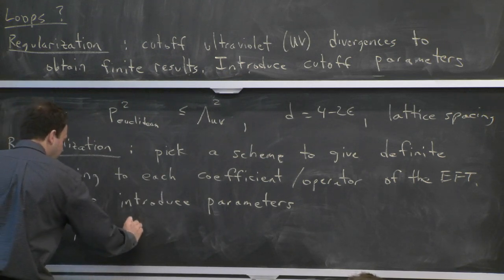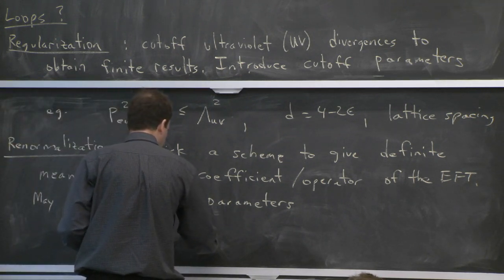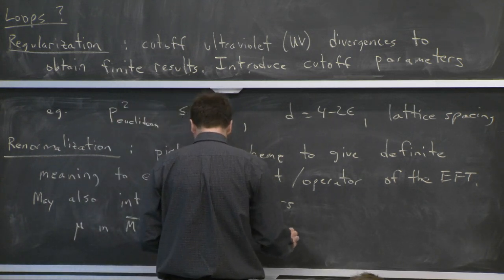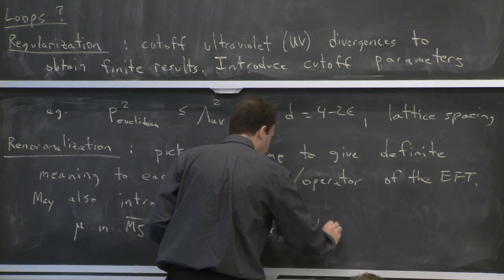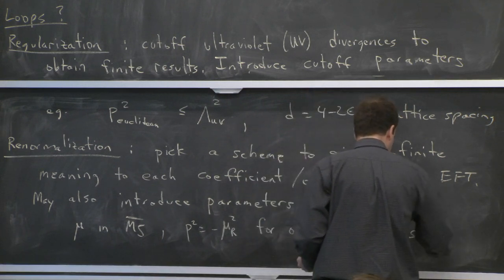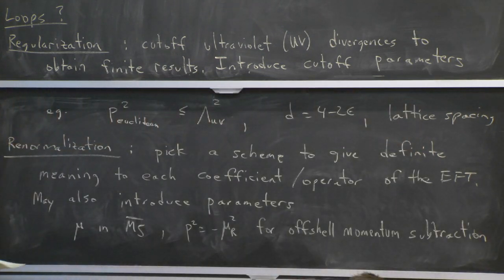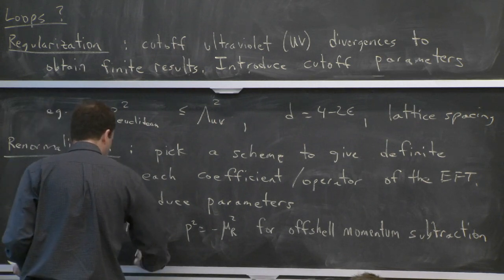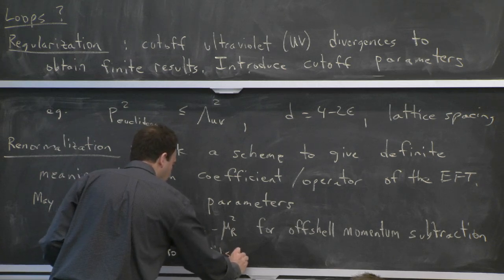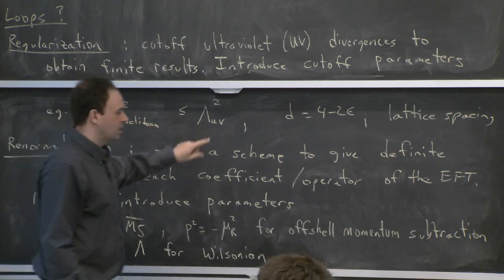So some examples that are familiar. There's this scale mu that shows up when you do MS bar. If you do something that's a little bit different, if you take Green's functions and you go to some off-shell point, that's another renormalization scheme called off-shell momentum subtraction. And that scheme also has a parameter that shows up. And if you did a Wilsonian renormalization, there would also be a cutoff associated to that. And this Wilsonian cutoff here doesn't have to be the same as this lambda UV cutoff.